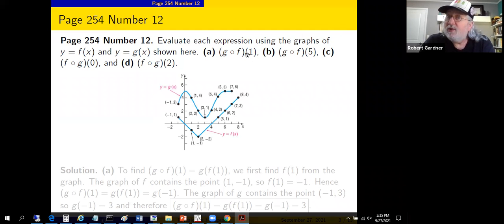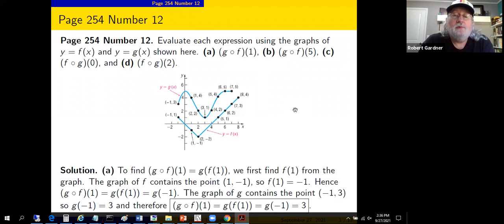All right, this is an interchange. We had f composed with g in the setup, but we're just interchanging the roles of f and g to deal with this in the opposite order. They want g of f of 1 and 5 and f of g of 0 and 2. So we'll go through all 4 of those. They're all very similar. First, g composed with f of 1 by definition is g of f of 1. So we need f of 1.